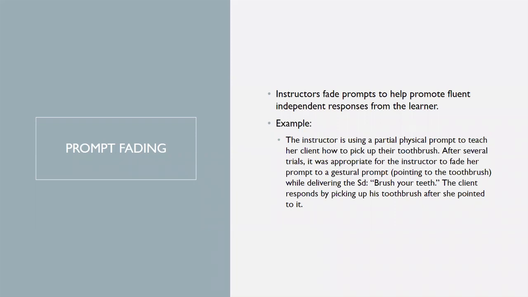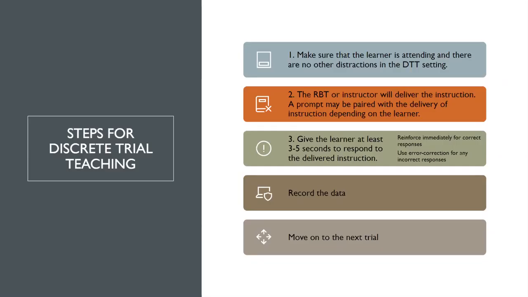Let's look at the example provided. The instructor is using a partial physical prompt to teach her client how to pick up their toothbrush. After several trials, it was appropriate for the instructor to fade her prompt to a gestural prompt. While delivering the SD, which is brush your teeth, the client responds by picking up his toothbrush after she pointed to it. When prompting learners, you might find yourself utilizing your prompt hierarchy during discrete trial teaching.